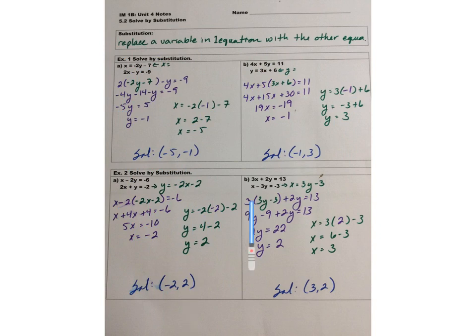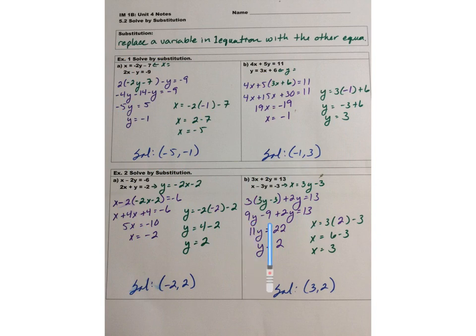One more. I'm going to go ahead and take this second equation, and since that x right there has no coefficient in front of it, I'm just going to add the 3y to the other side, so I get x equals 3y minus 3. I can now substitute this into the first equation right there for x. So I get 3 times the quantity 3y minus 3 plus 2y equals 13. So I'm going to distribute my 3. So I get 9y minus 9 plus 2y equals 13.